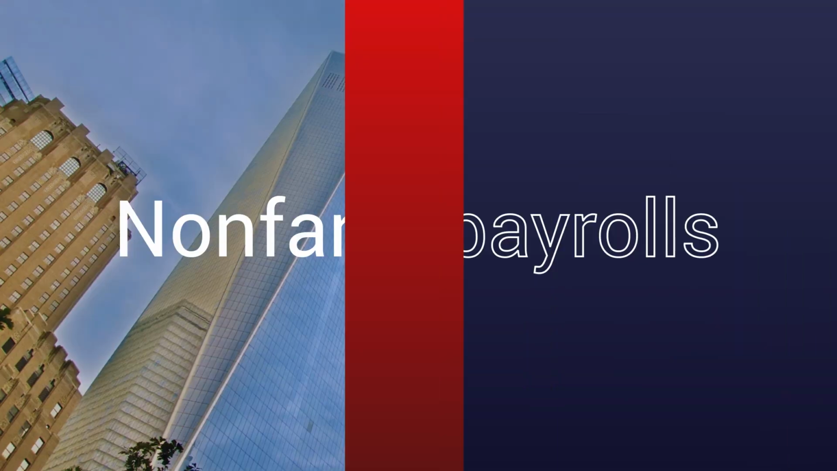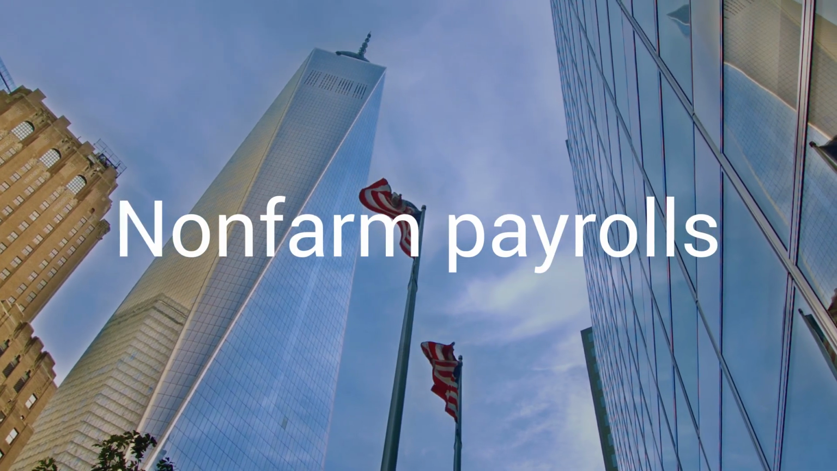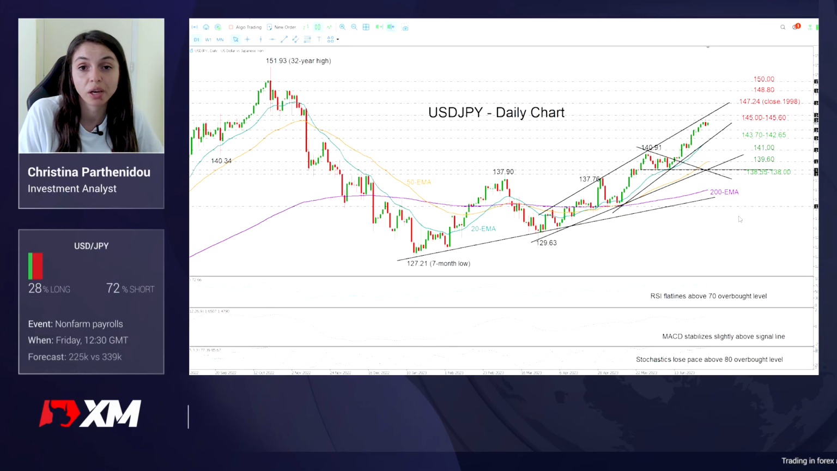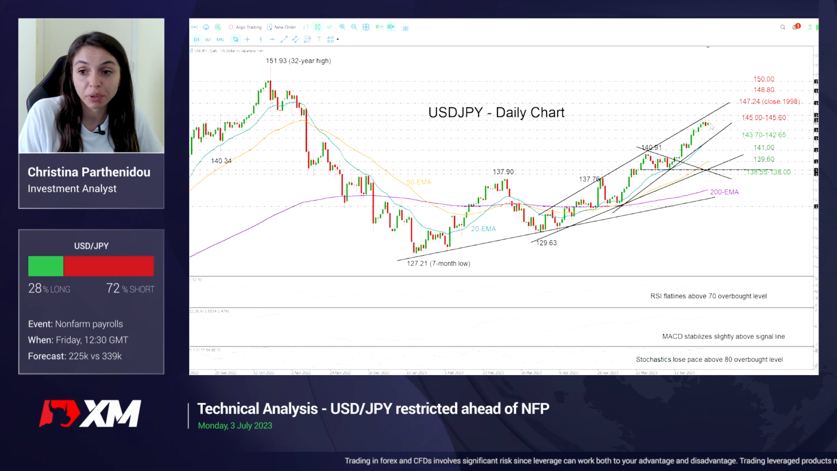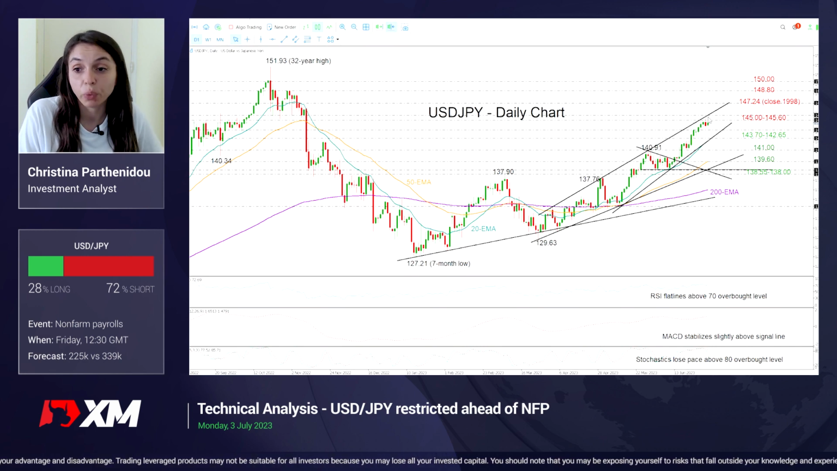So starting first with dollar yen and the non-farm payrolls report. While expectations point to a slower jobs growth, investors are probably prepared for another upbeat report given the positive surprises in the US data lately. So another upbeat report and stronger expectations for additional rate hikes in the US could drive dollar yen above the 145 and 145.60 resistance territory where this ascending line is located. We need to break above that bar in order to continue higher to reach the 147.24 level.